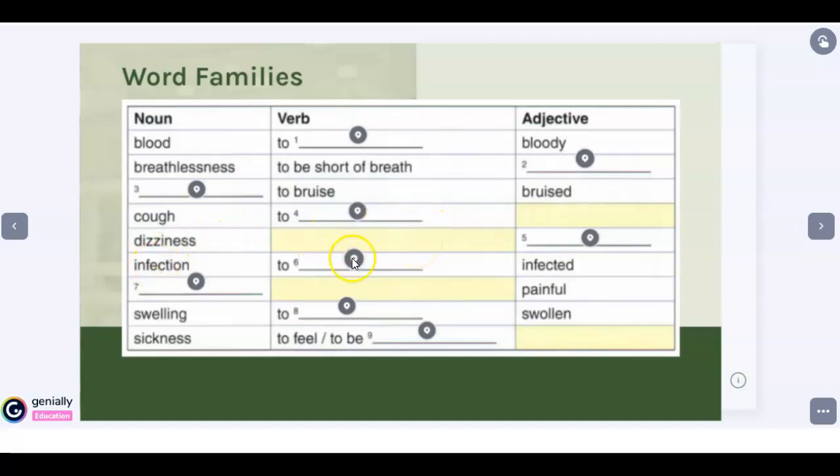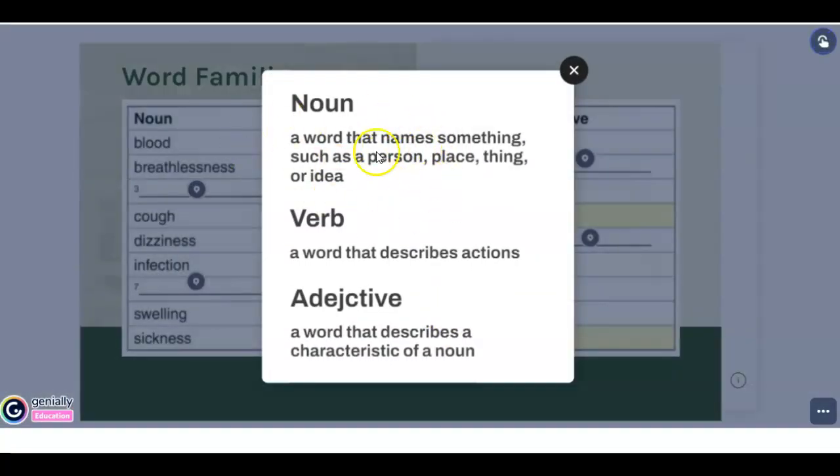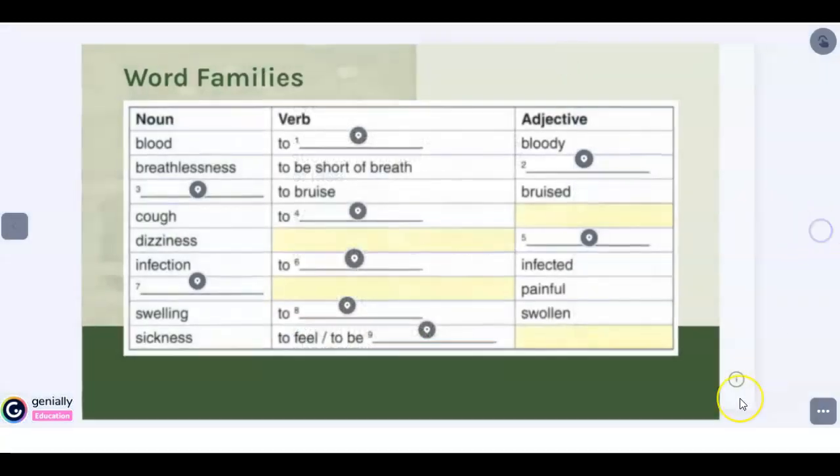Then we have infection, infect, infected. In this family, we have pain, painful. Observe this one. Swollen is the adjective, swelling is a noun, and then we have swell, that is the verb. And finally, from these families, we have sickness, to feel or to be sick, and we have no adjective. So with this, you can learn that it depends on the thing that we want to describe. If we're describing something, a person, a place, if we're describing the verb, or if we are describing a characteristic. So, are you ready for the practice?